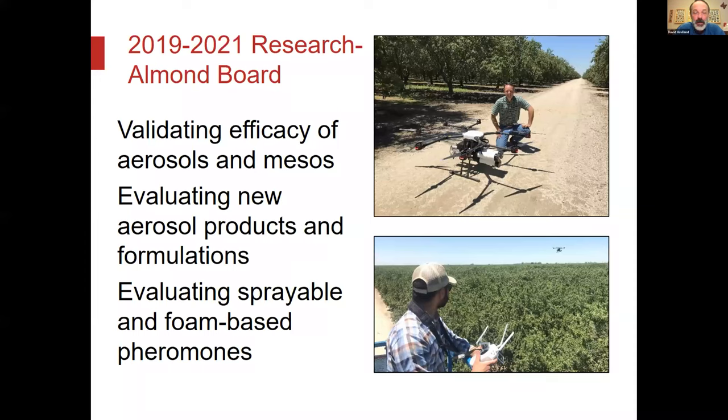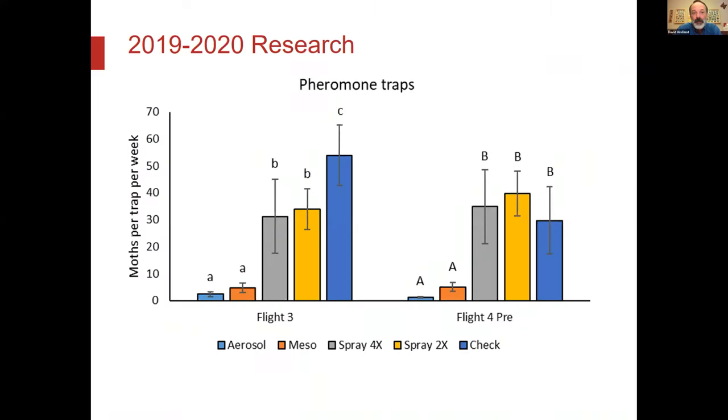There are some subtle differences between the different products that I'm not going to go into here, but the salespeople will be more than willing to tell you about. As far as the future of mating disruption, just to let you know, we continue to validate these aerosols and mesos. We're also looking at other things. We've looked at some foam type products you apply by drone. It just didn't work. The company kind of pulled it back. We have done 3 years of trials with sprayable product. That includes the one that's registered, as well as a different company that has an experimental one.